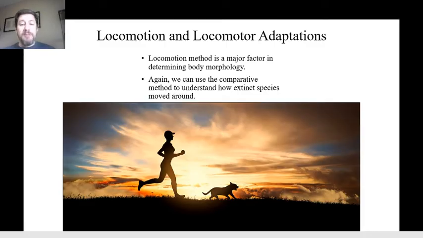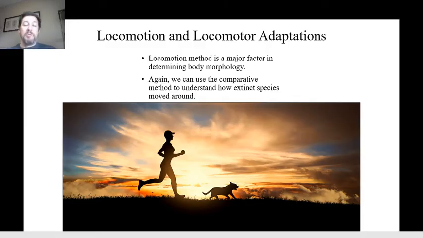Okay, the other major factor in determining body morphology is the method of locomotion. So it just means moving around. How do you get around? And how you get around has a lot to do with how your body is shaped. So obviously the way we get around is quite different from the way, say, a dog gets around, even though we're both able to move in similar ways, in similar environments, right? We do it very differently.